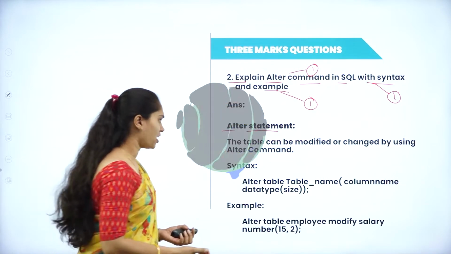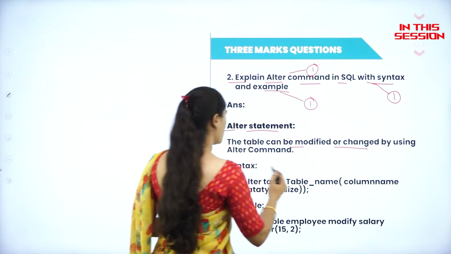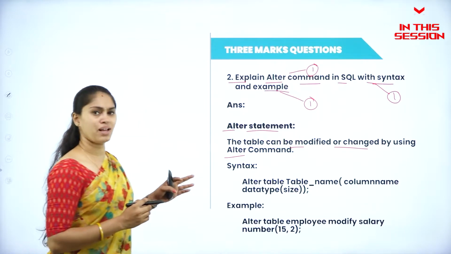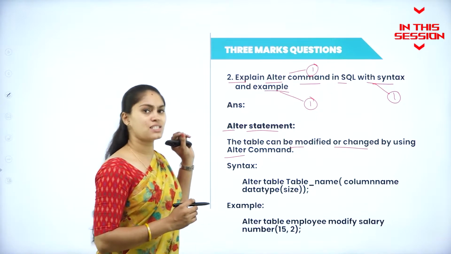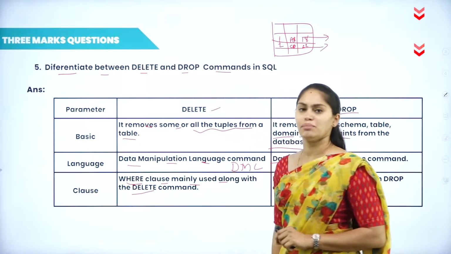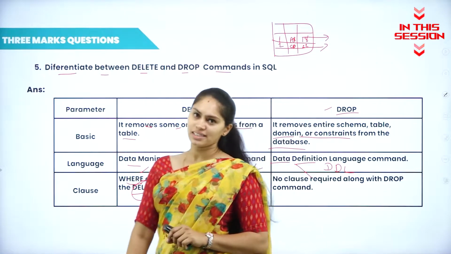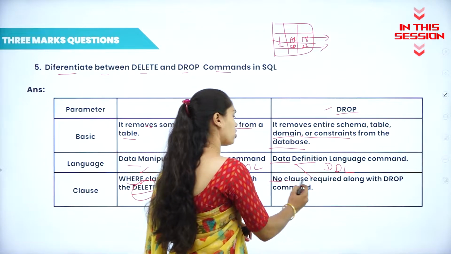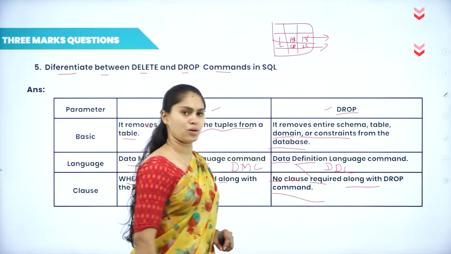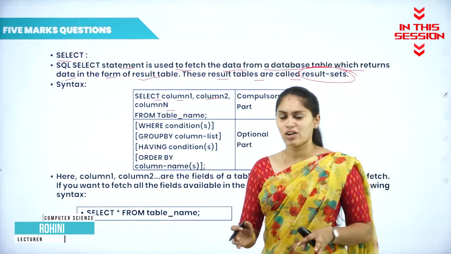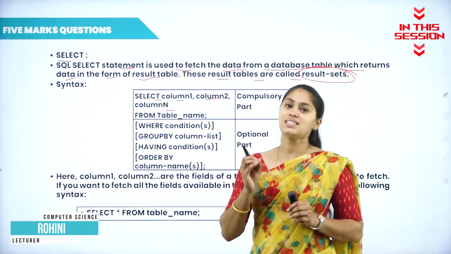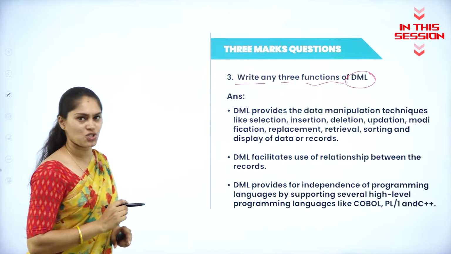So if I wanted to modify or change any of the content of a table, at that time we are going to use this alter. Along with a delete command, we are going to use this where clause in order to put a condition. Here no clause is required along with a drop command. If I wanted to fetch all the records or all the rows of a table, select star from table name, DML, that is data manipulation language.